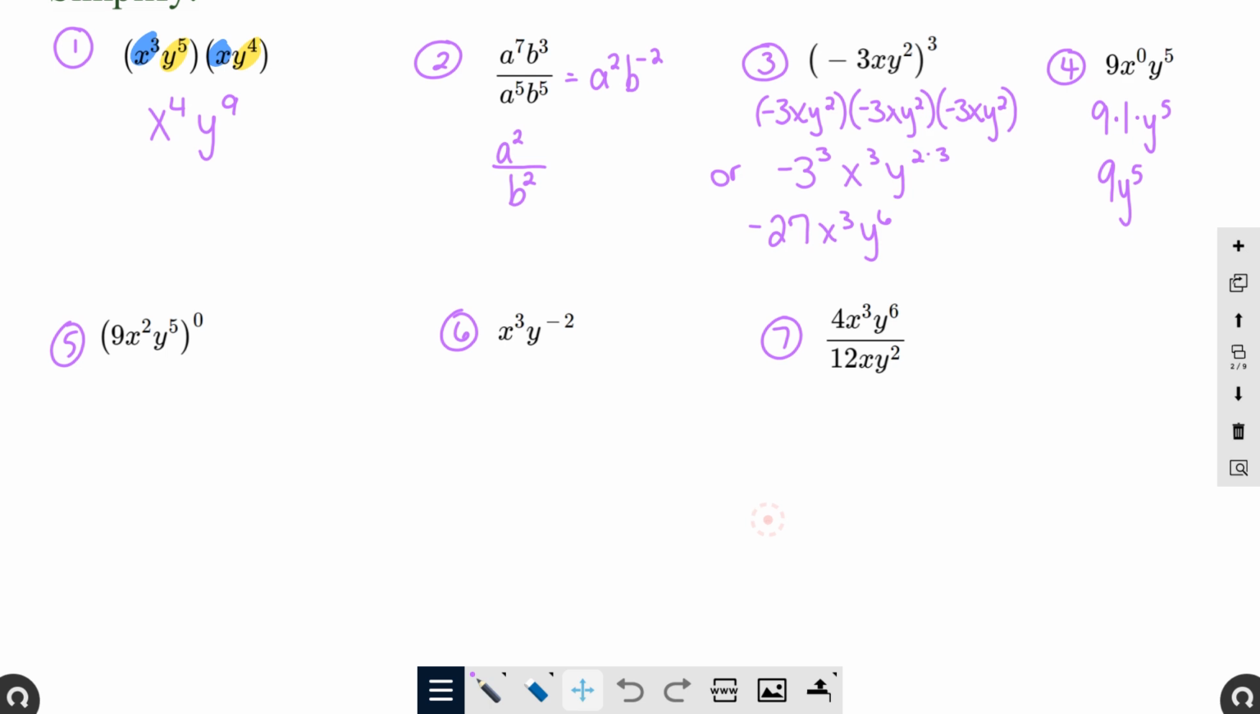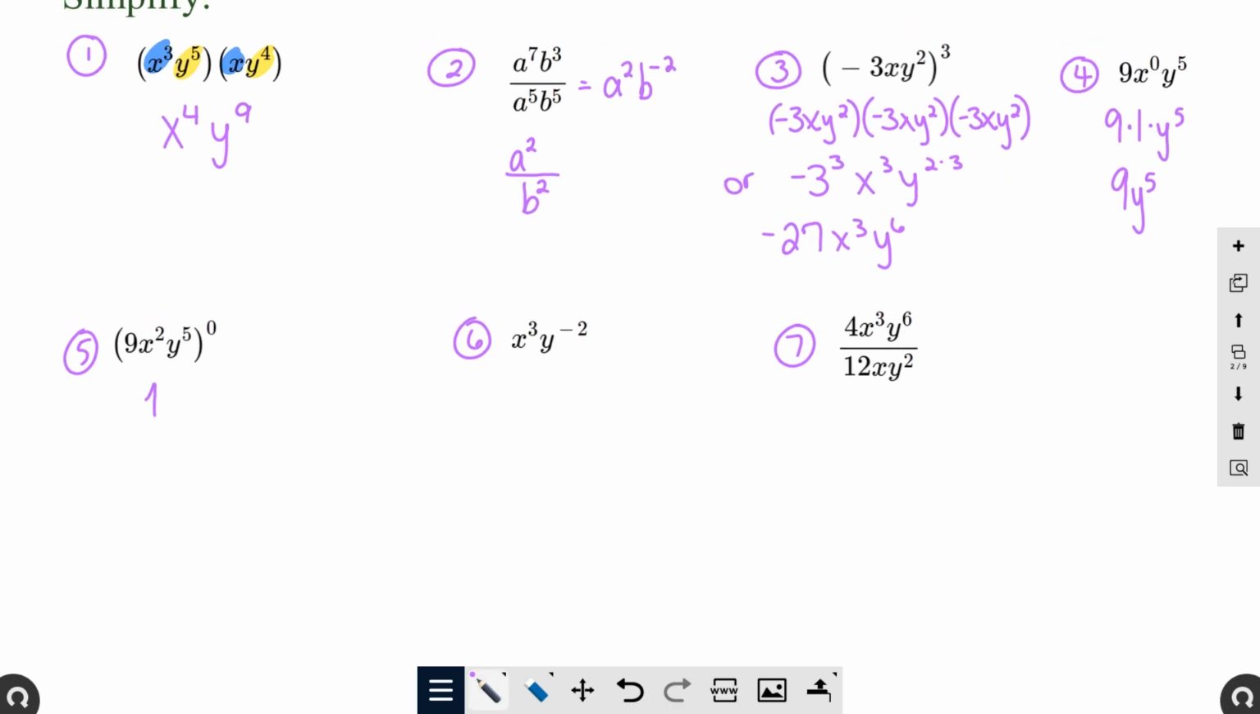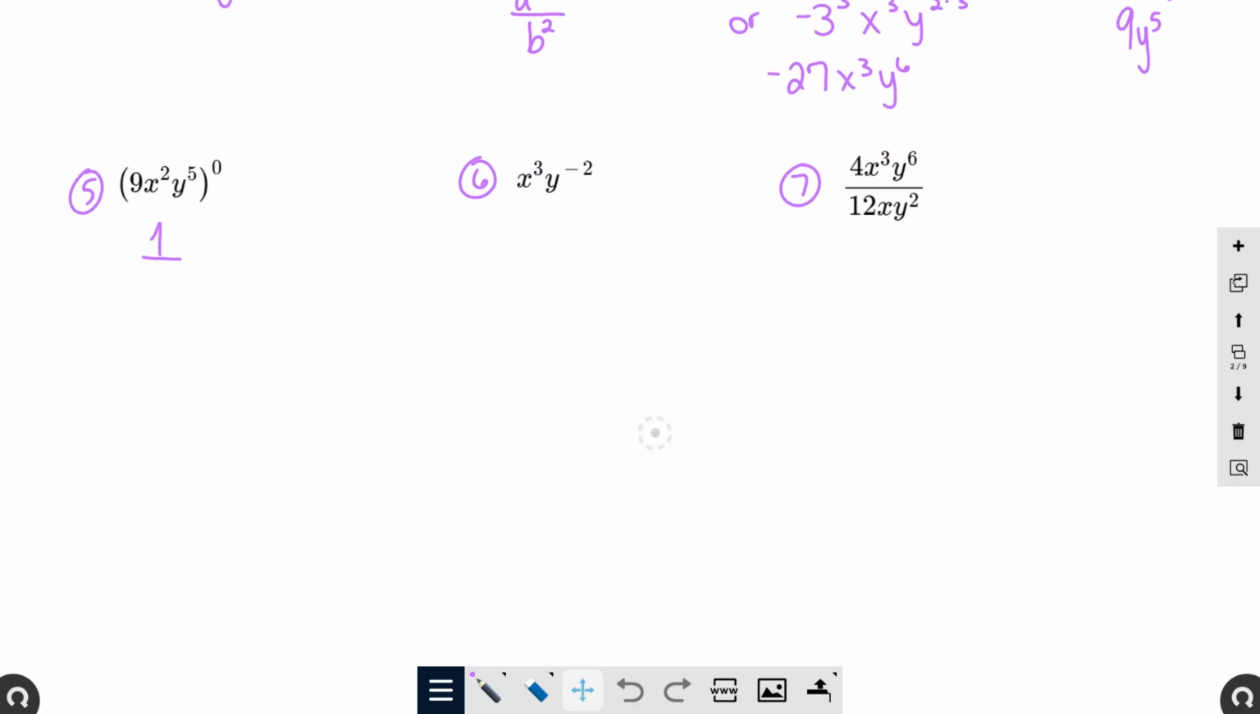Okay, write down question 5. Why is it just 1? Yeah, the 0 power would be shared with everything, and anything to the 0 power is 1. So this whole answer would be 1. So if you have those parentheses with a 0, the whole thing's 1. But the other problem, just the x was 1. Move this up a little bit so you guys can see better.